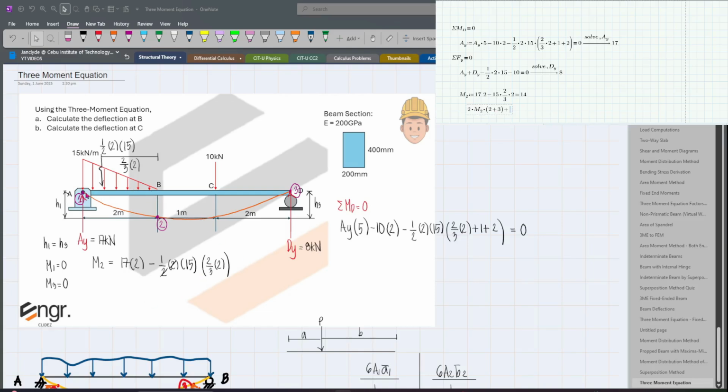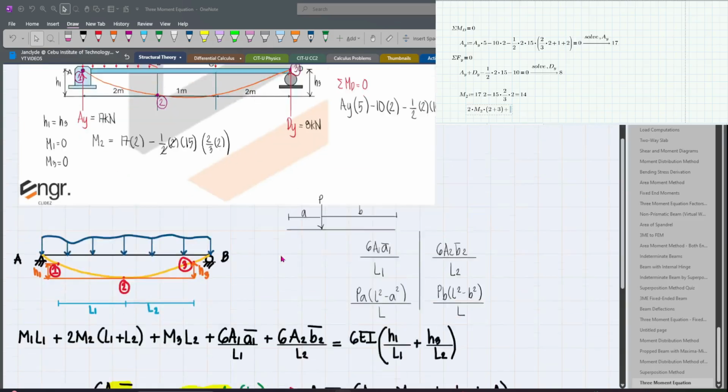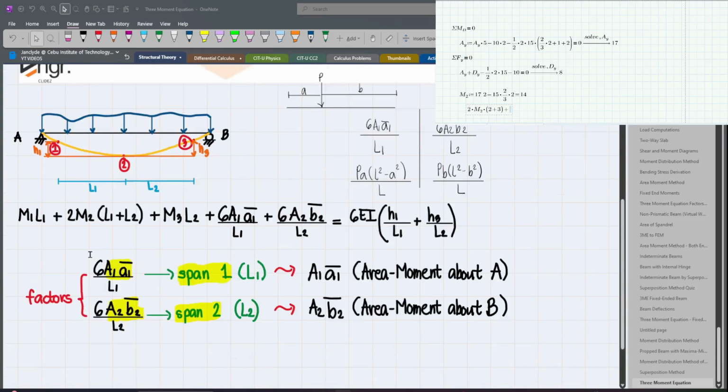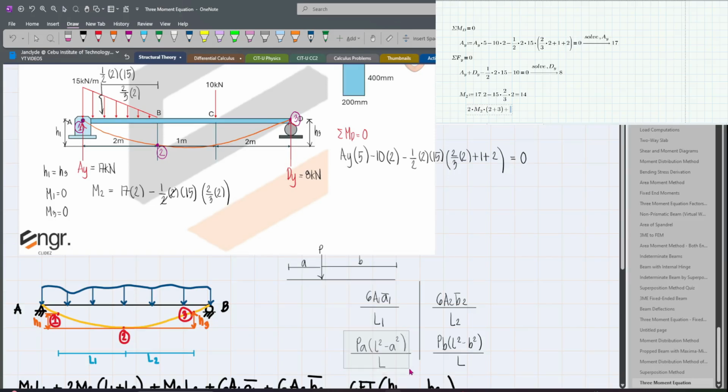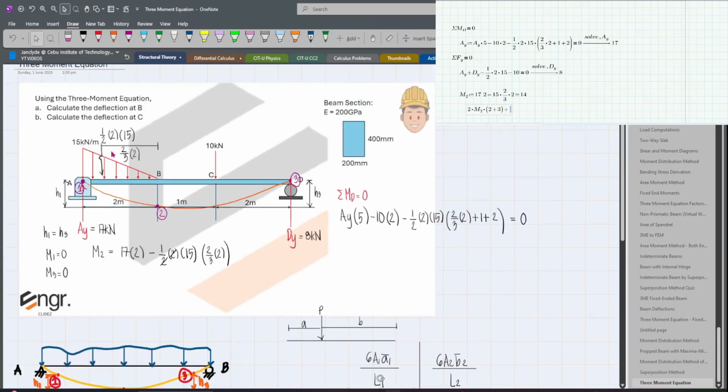So, let's first start sa first span natin, which is point 1 to 2. Now, sa point 1 to 2, we need to compute 6A1 barred A1 over L1 for span 1. Then for span 2 naman, 6A2 barred B2 over L2. So we can apply this formula para sa first span. But since we have a triangular load, we have to apply integration. So we can consider a differential strip. We can label this as dx.